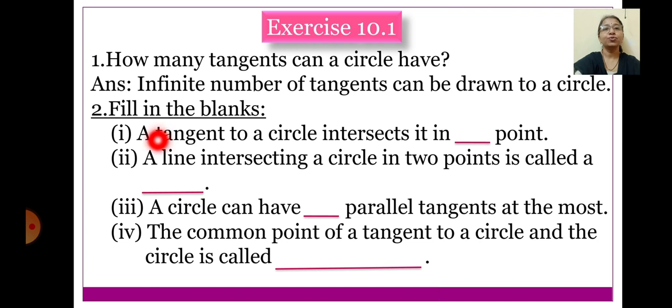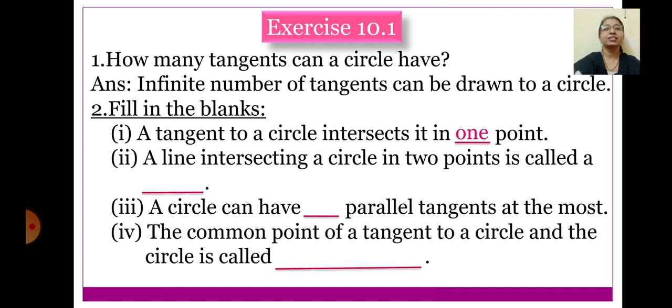Question number 2. Fill in the blanks. A tangent to a circle intersects it in dash points. So in how many points does a tangent intersect the circle? At 1 point. So what is the answer? The answer is 1.